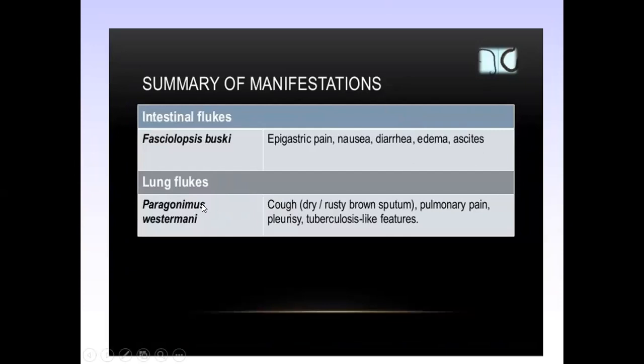Lung flukes, because they are present in the lung, Paragonimus westermani, it can cause a cough, it can cause pulmonary pain, it can cause TB-like features.